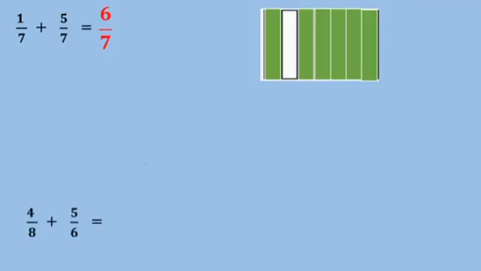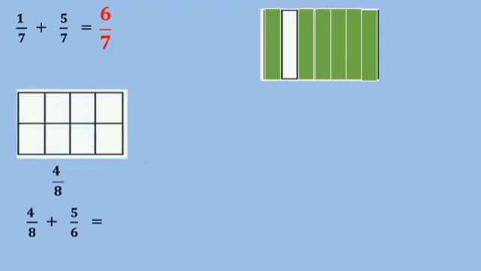We have now another operation. We have to add 4 over 8 plus 5 over 6. We have first of all to look at the two denominators. The two denominators are not equal. We have 8 as denominator of the first fraction and 6 as denominator of the second fraction. So we cannot start the operation immediately. We have to have the same denominator in both fractions.